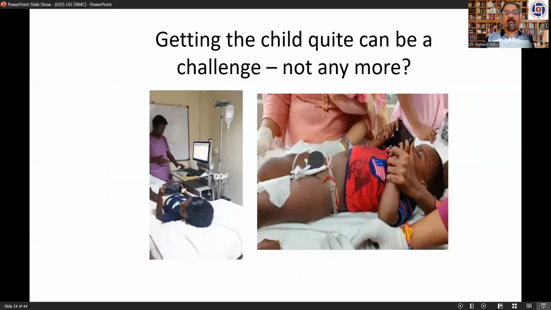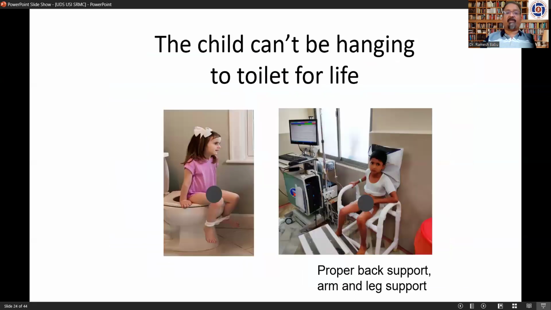lines possible. Getting the child quiet can be a challenge, but nowadays with the advent of cell phones, it's pretty much easy to make them watch a movie and then keep them quiet. I do not prefer them to be anesthetized or sedated because it is better to have an awake child, and then you still can try to distract the child with various gadgets, and it is very much possible.